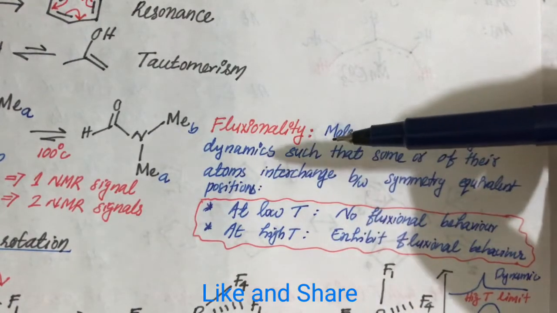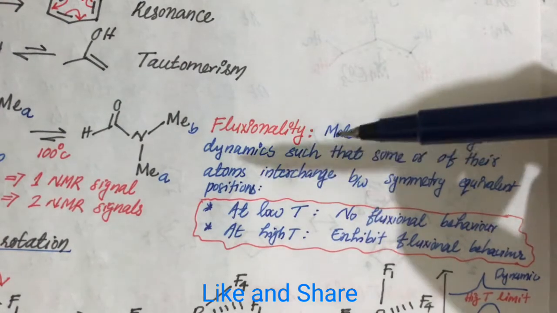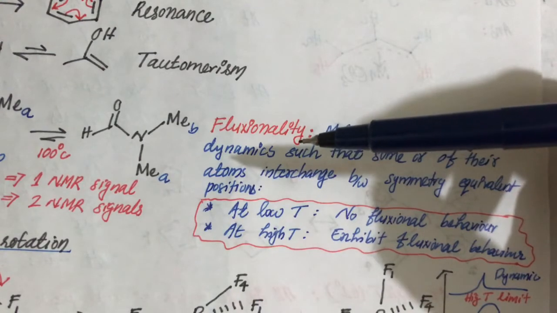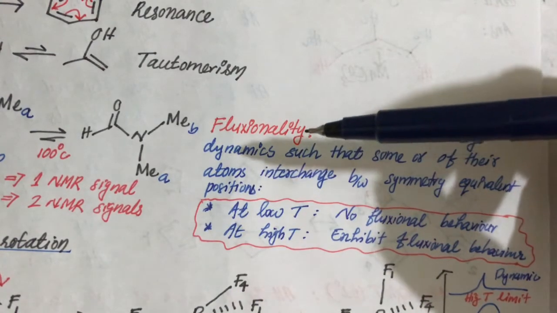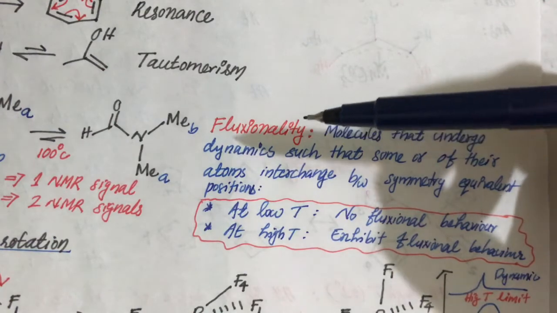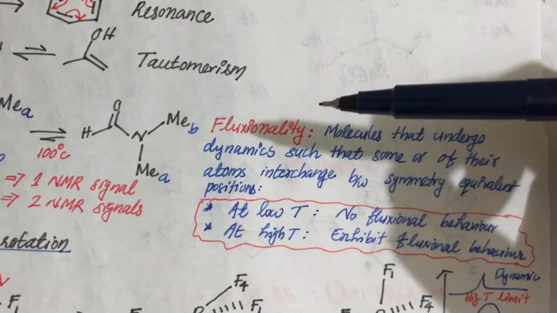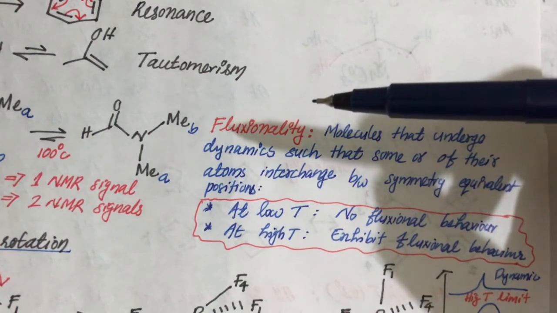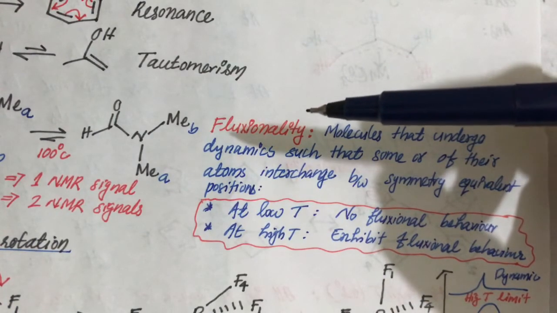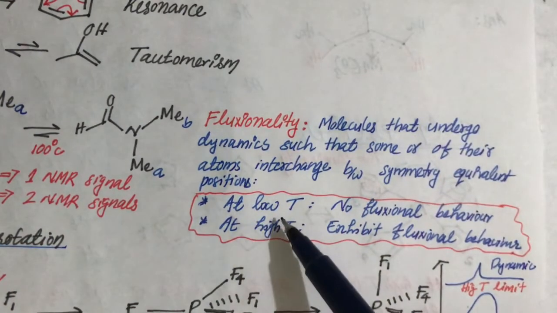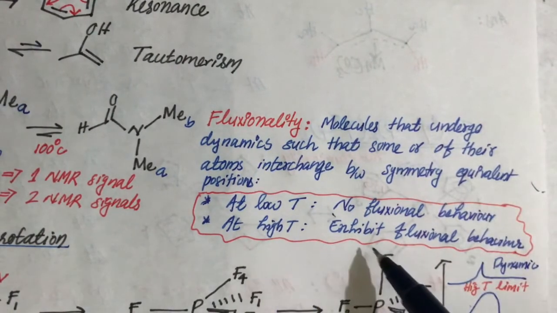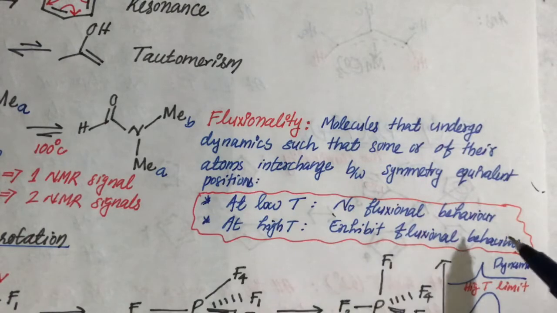How can we detect this fluxional behavior, whether a molecule is showing fluxional behavior or not? The answer is that we can detect it by making use of NMR. At one extreme, NMR shows a particular peak, and the same compound shows a different kind of peak at another extreme temperature. That is, at low temperature there is no fluxional behavior. At high temperature we can have fluxional behavior.